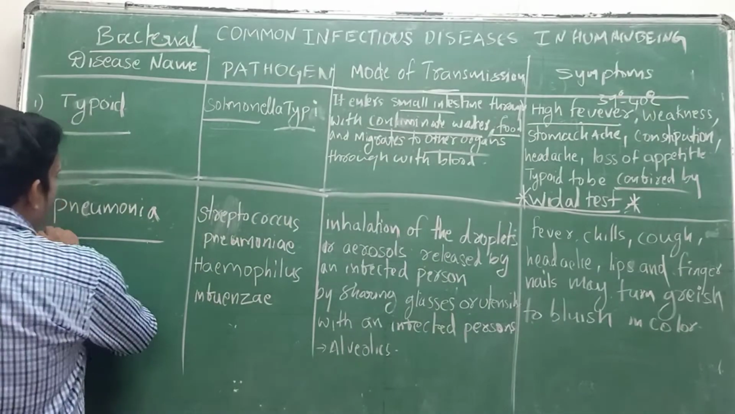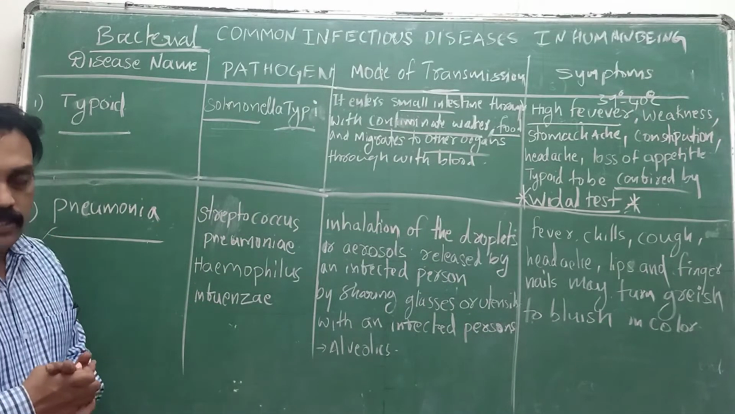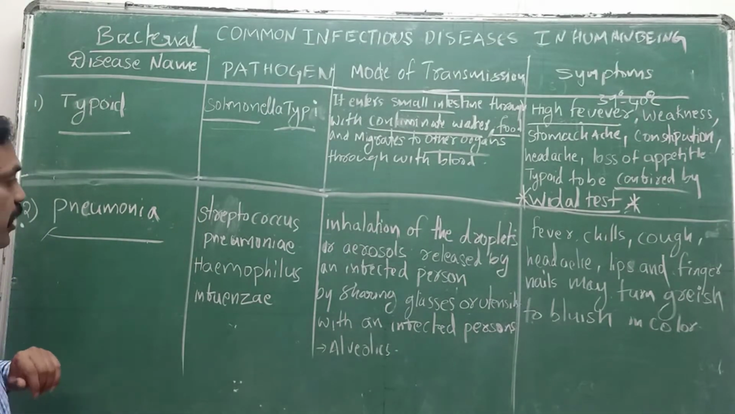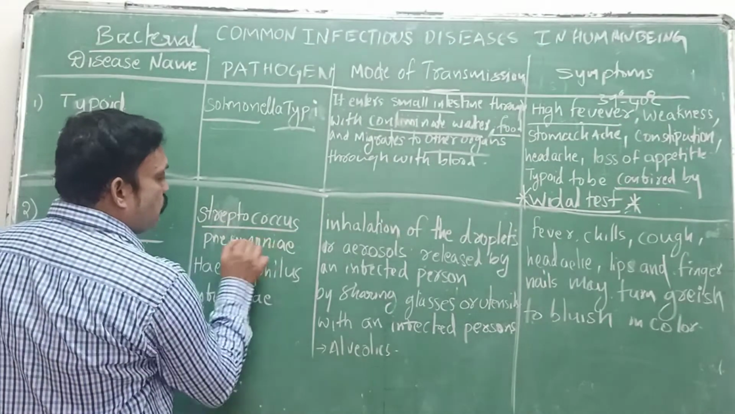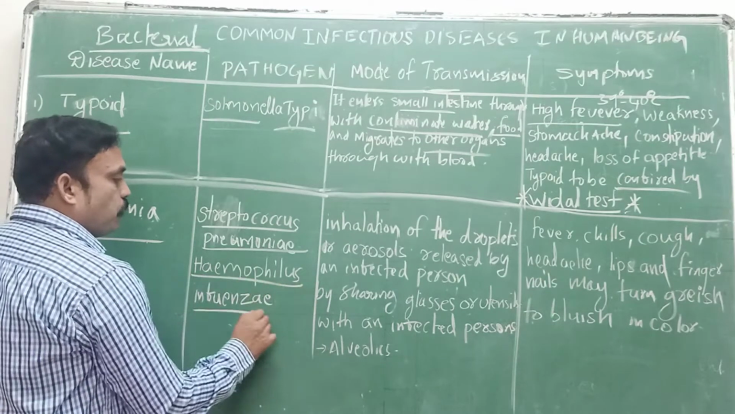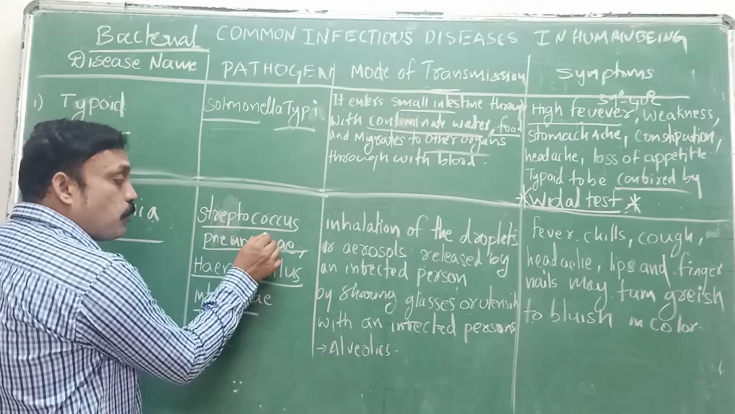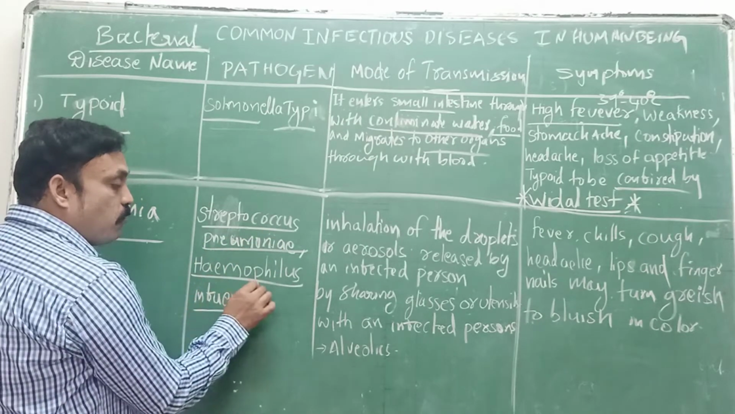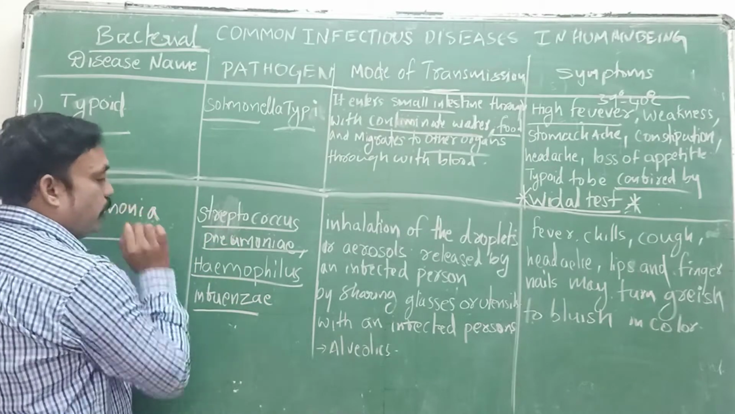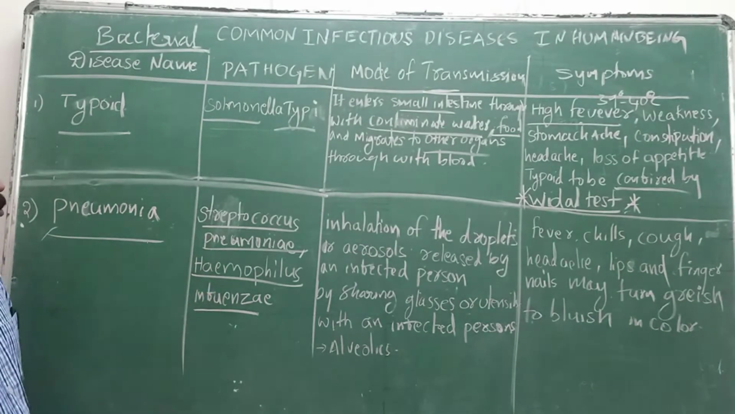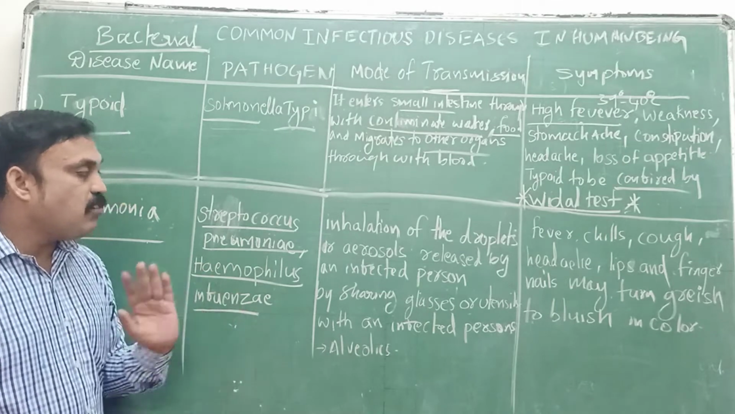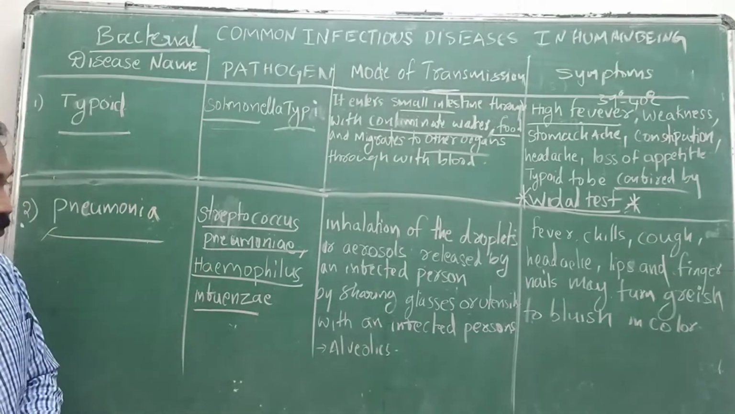What is pneumonia? It is a respiratory disease caused by bacteria. Which bacteria? It is caused by Streptococcus pneumoniae and Haemophilus influenzae. Both of these pathogens are causes of pneumonia. It may be Streptococcus pneumoniae or Haemophilus influenzae.